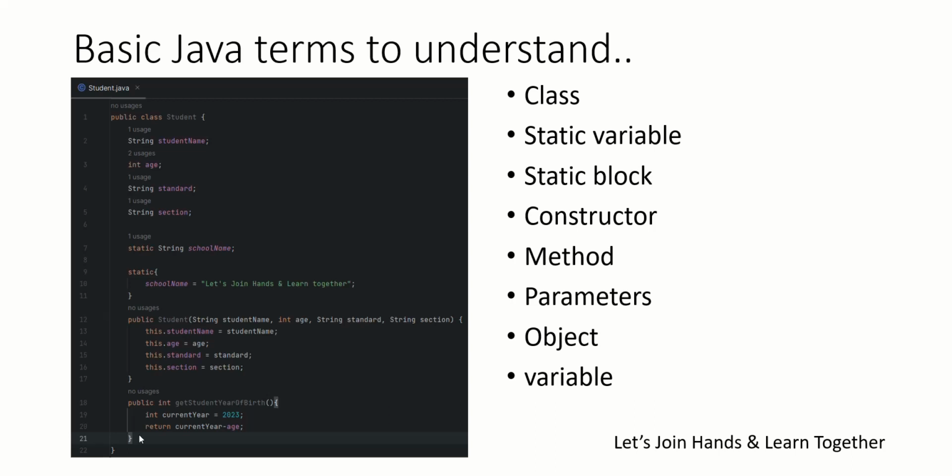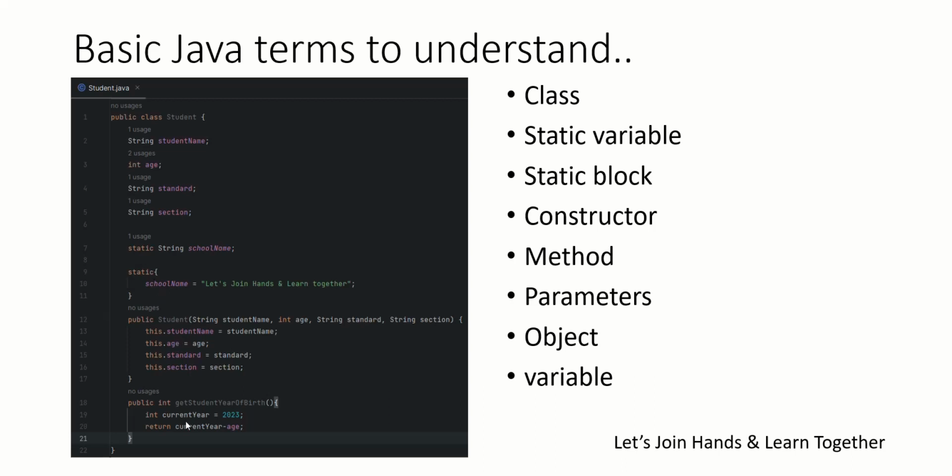Okay, if the school is common to all, then I don't want to keep the school in all the students' records. I just want to keep it as common. Then we can define it at the class level. If you see, we have a static String school name, and inside a static block I define the school name. So this school name is defined with the static keyword, and this is called a static variable. As I already told, these are variables, and since it's defined with the static keyword, this is called a static variable, and the block of static is called a static block.